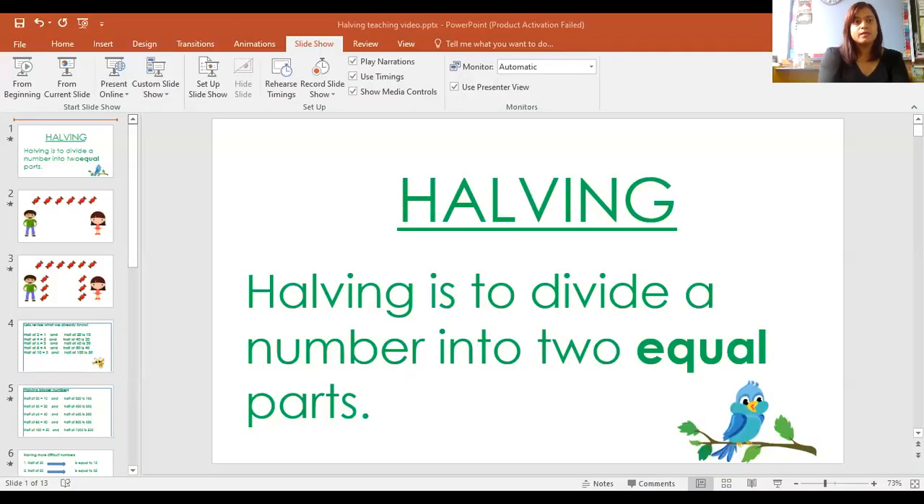Today, we are going to be learning about halving. Now, I know this is not a new concept for you, but let's revise this topic. Just give me a few seconds to share my screen.